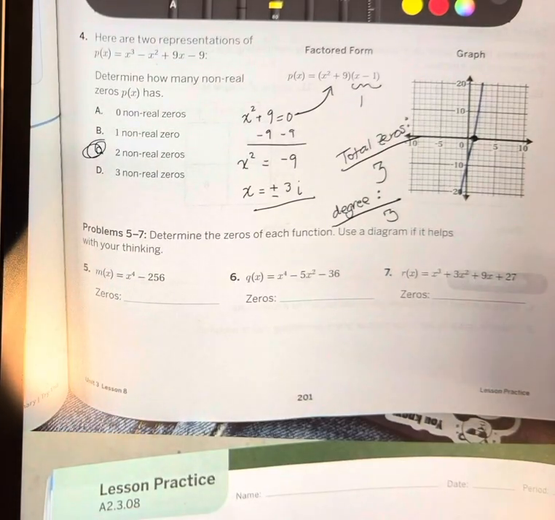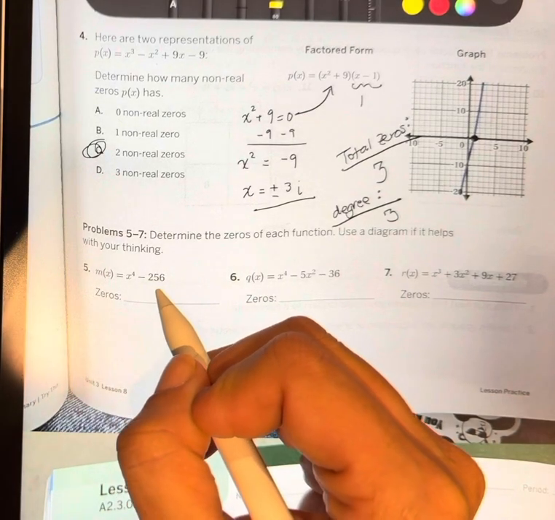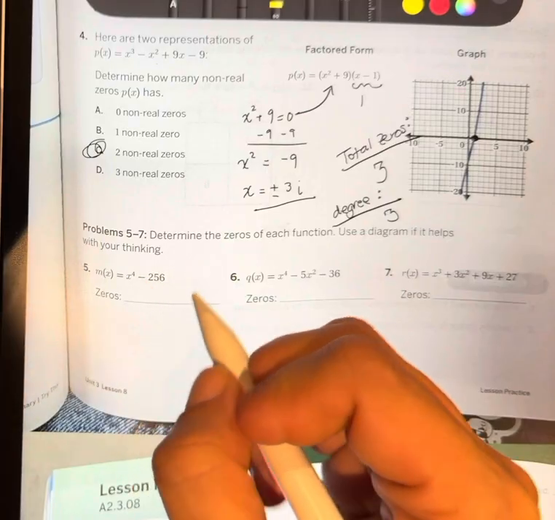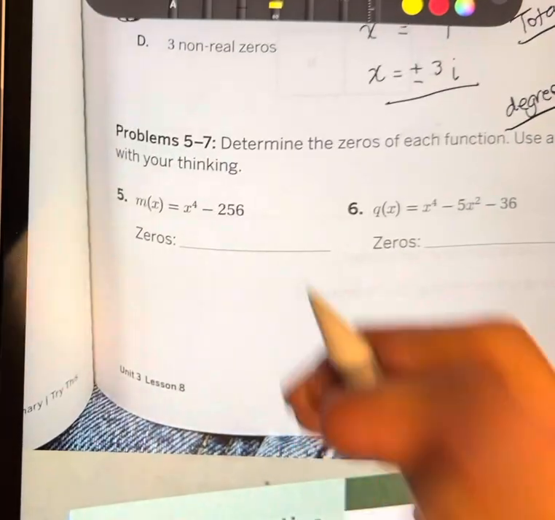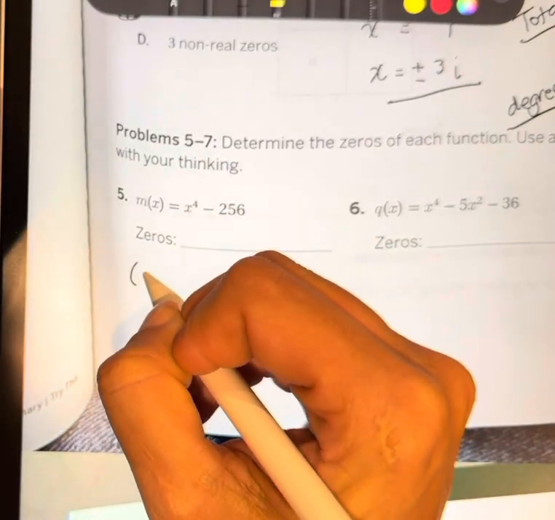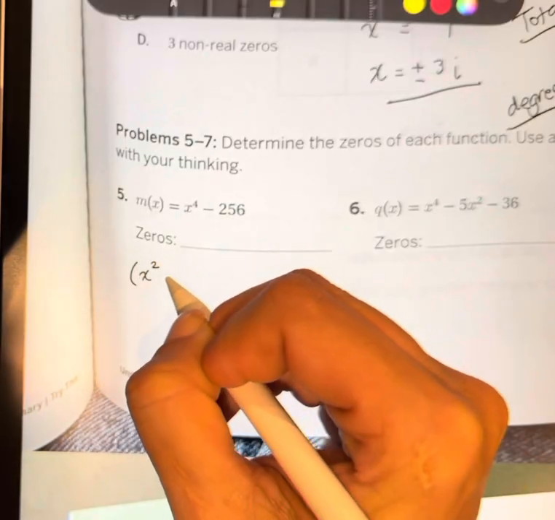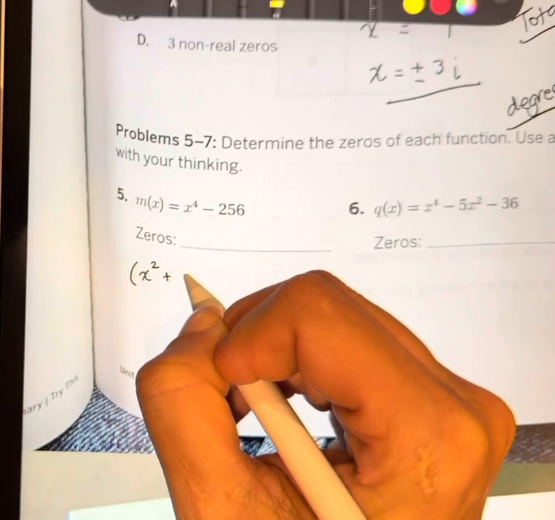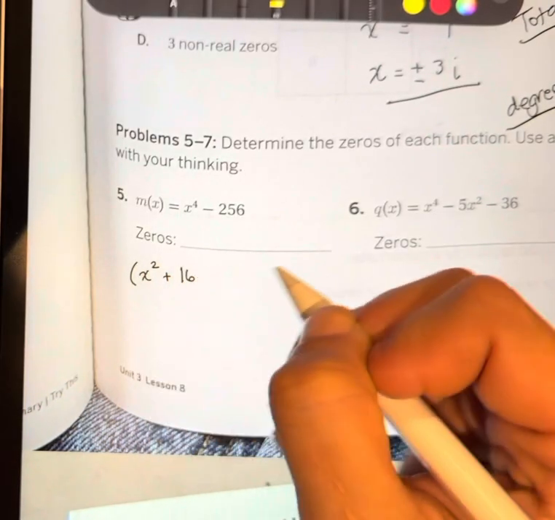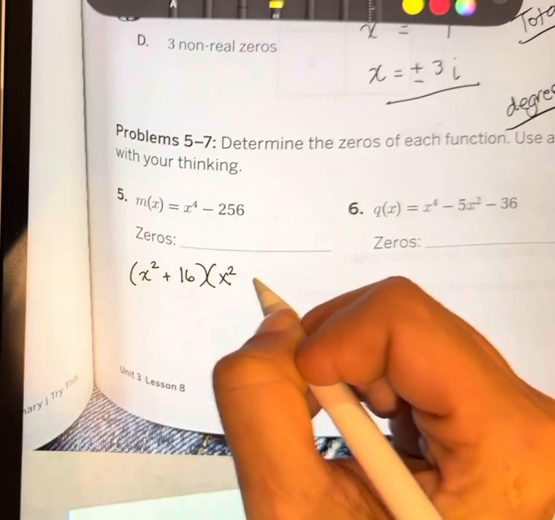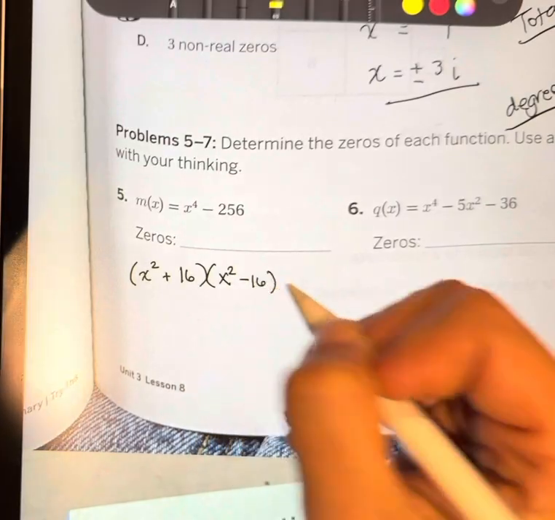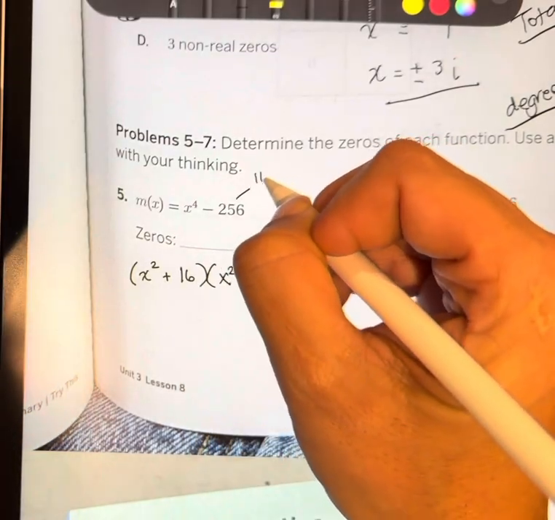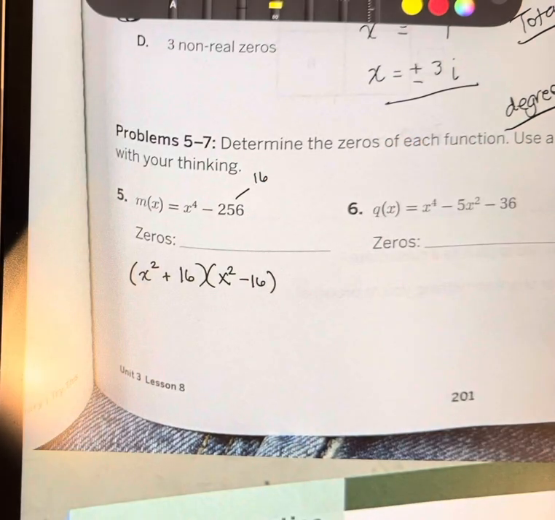We're going to determine the zeros, use a diagram if it helps. So here I have x to the 4th minus 256, and I notice a difference of 2 squares. So this is going to factor to x squared plus, is it 16? And x squared minus 16. All right, the square root of 256, 16.